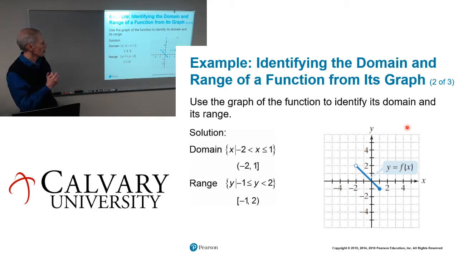Now notice in this case the only one that's different is this open circle right here means that a graph goes right up to that point but does not include it. So that's why you have this open or curved parentheses here to show that -2 is not a part of the domain and to show that +2 is not a part of the range.